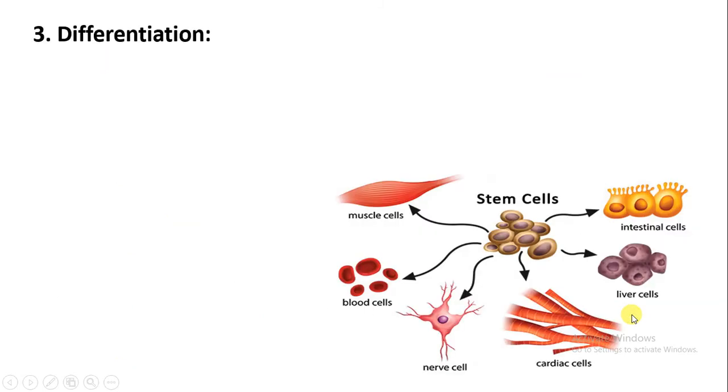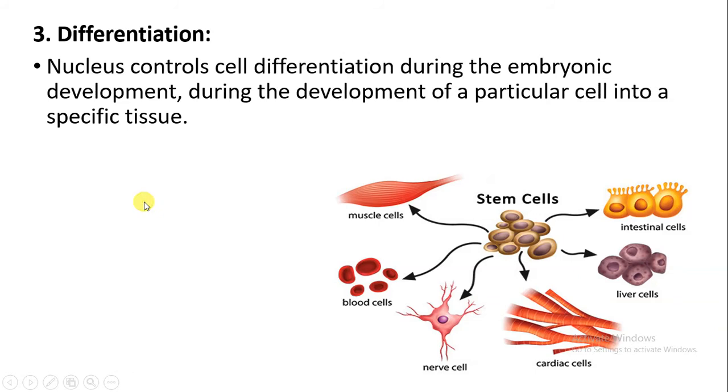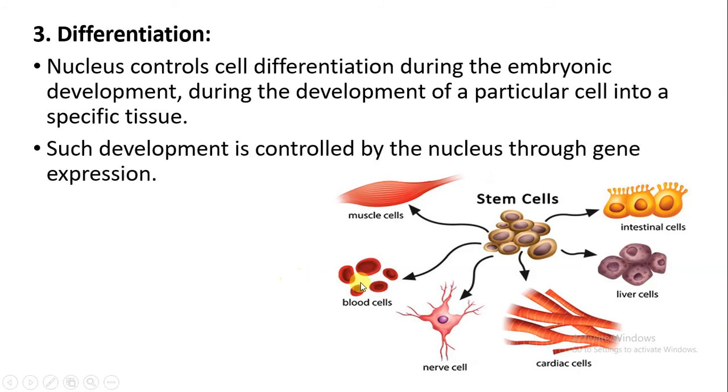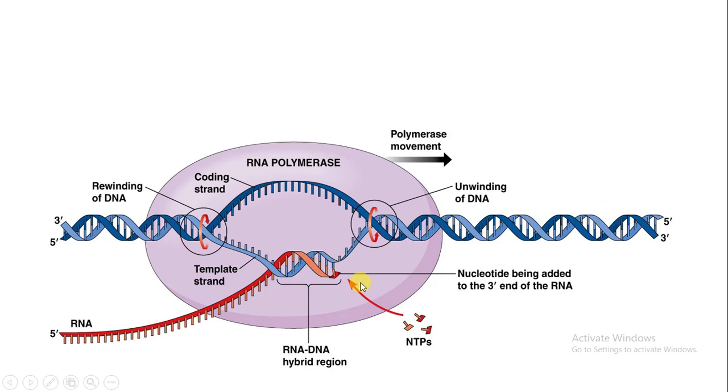The next function is differentiation. The nucleus is the one which controls cell differentiation during embryonic development. During embryonic development a number of new cells are formed. There are stem cells which give rise to a number of different types of cells. This is called cell differentiation. This process is controlled by the nucleus only, with the help of some gene expression.